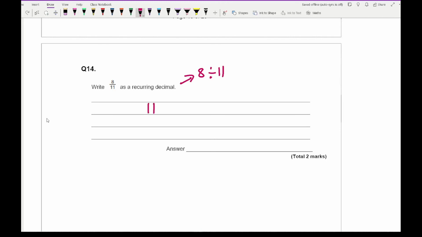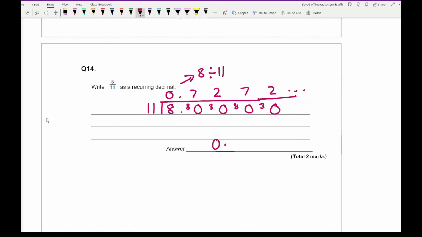So here I've got 11 outside my bus stop, and I've got 8. I'm just going to add a few zeros. And so 11 goes into 8 0 times, so I carry the 8. Then it goes in 7 times, remainder 3. Then it goes in 2 times, remainder 8, and then 7, and then 3, and then 2. And as you can see, it's going to be recurring. So then it's 0.72 recurring.